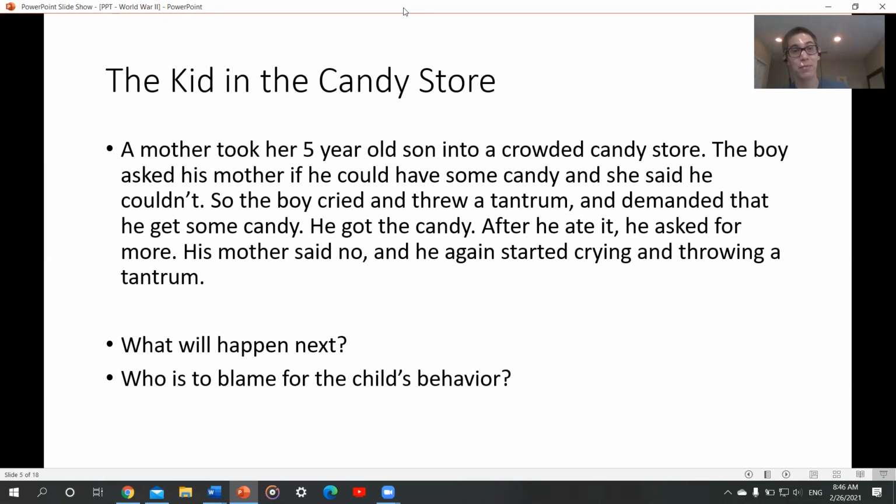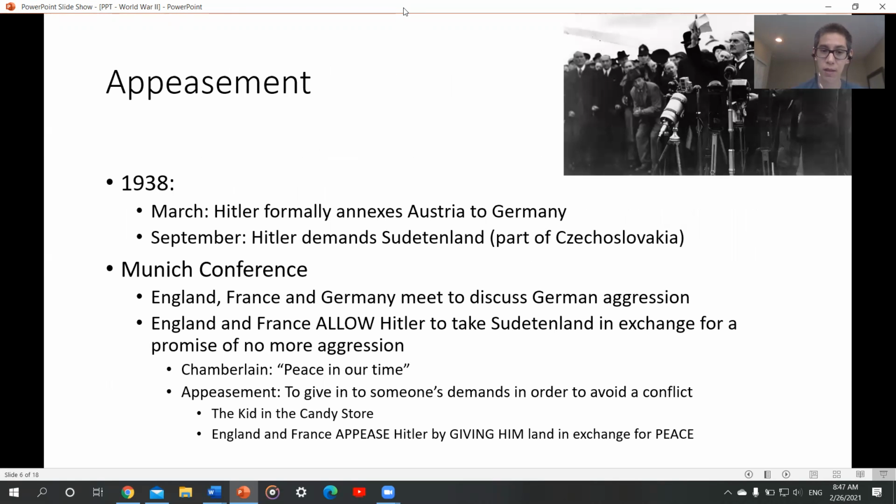This scenario described in The Kid in the Candy Store is called appeasement. When you appease someone, you give in. You give them what they want to avoid a scene, to shut them up, to prevent a conflict, something like that. And so the mother appeases her 5-year-old son, gives him a lollipop just so he'll stop making a scene in the store. And England and France appease Hitler. They let him take that land in exchange for promises of peace.